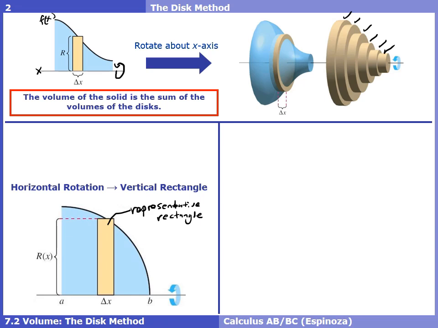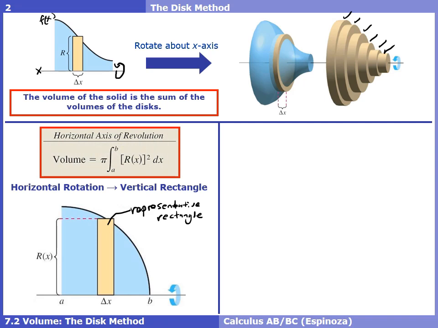And all that's doing is representing that rectangle that's ultimately forming a disk when we rotate this shape about this horizontal line. So anytime you have a horizontal rotation, again, it doesn't have to be the x-axis, we're going to draw our representative rectangle in vertically. So ultimately, it gives us this formula that we're going to have to know to do these types of problems. The volume of this solid when you rotate it about a horizontal line is going to be pi r squared dx from a to b.